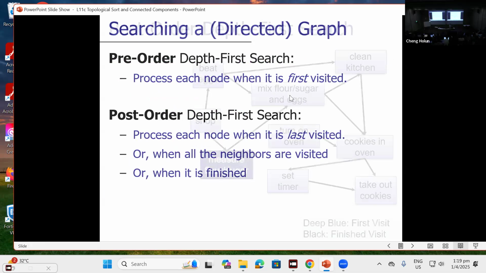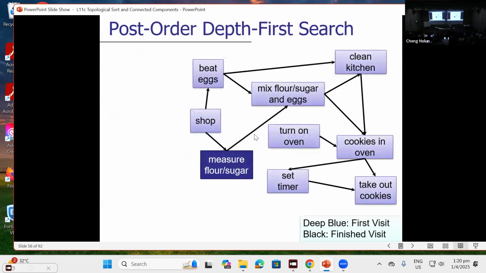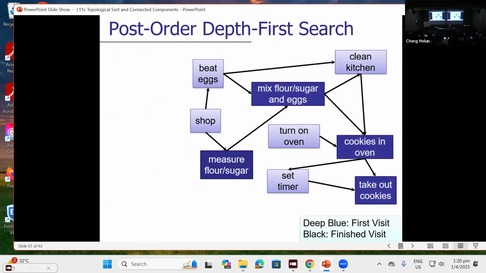What does that mean? It's actually very simple. It's easier to see on a graph. I still do a depth search. I also start with any vertex. In layman's terms, it means I depth search until I reach a vertex. For example, I depth search all the way to take out cookies, and you reach a dead end. When you reach a dead end, that means you have no more neighbor. When you have no more neighbor, according to the post-order depth search, you output it. Ta-da! But you output at the end.